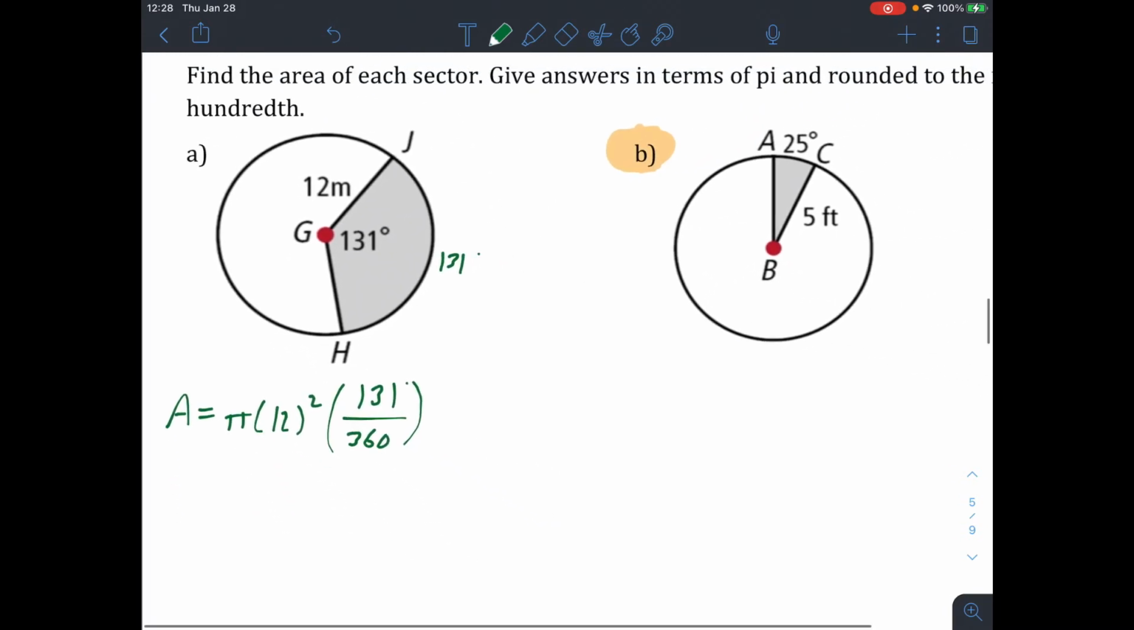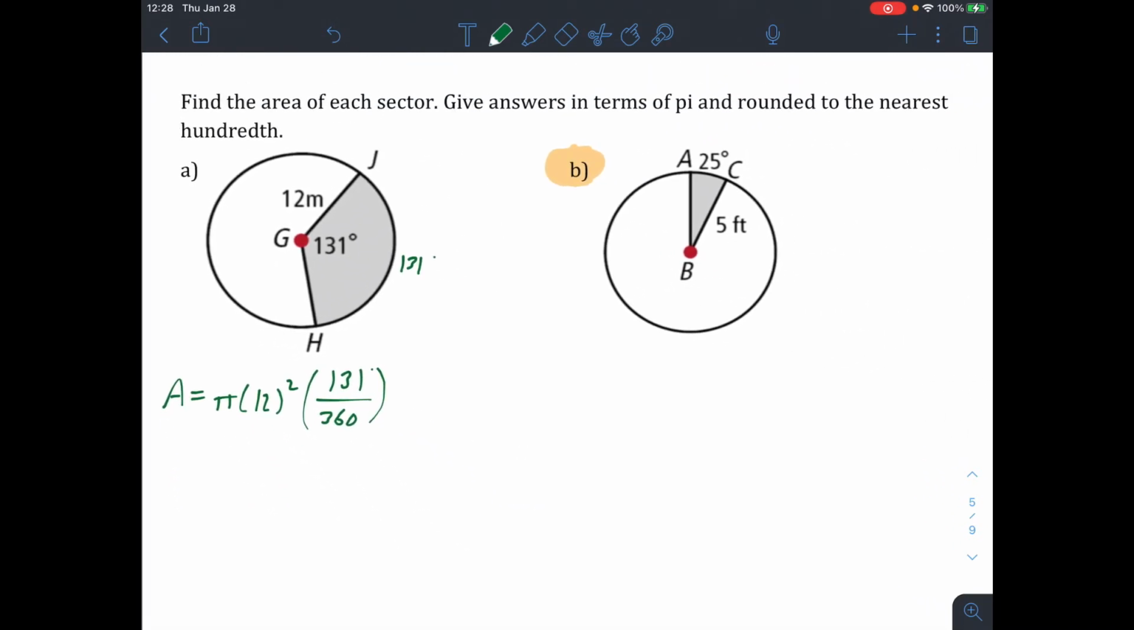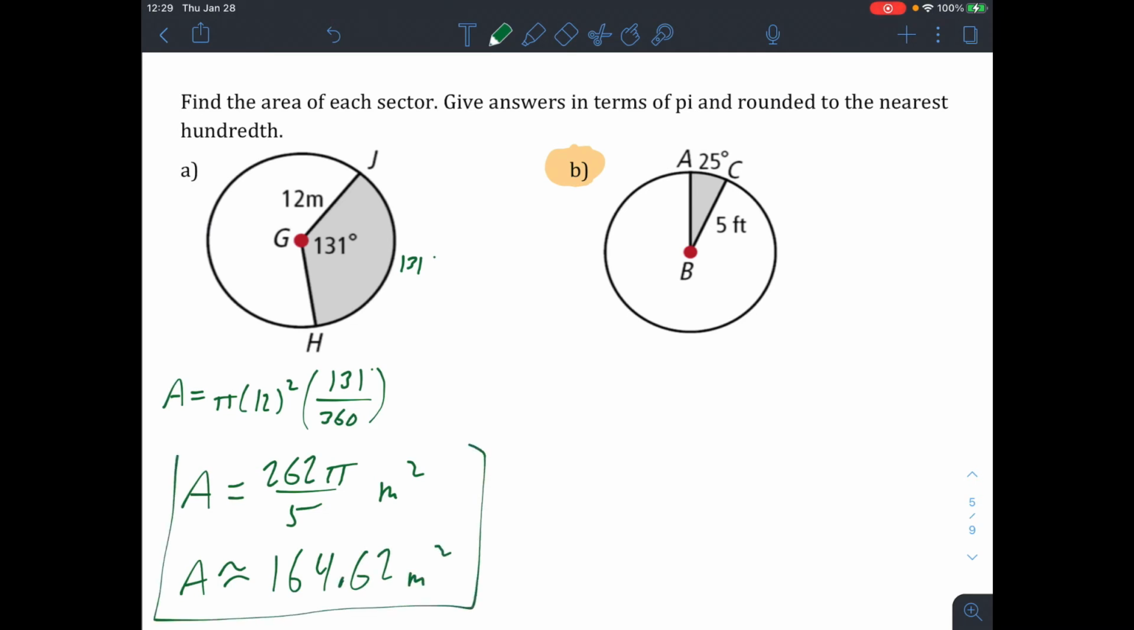All right, so the first thing we're going to do is get the exact answer in terms of pi. So don't type your pi in your calculator. 12 squared times 131 over 360. And if we change that into a fraction, we get 262 pi over 5 square meters. And now if we want our rounded answer, we can multiply that by pi. And we get 164.62. We're being asked to round to the nearest hundredth here. So 164.62 square meters.